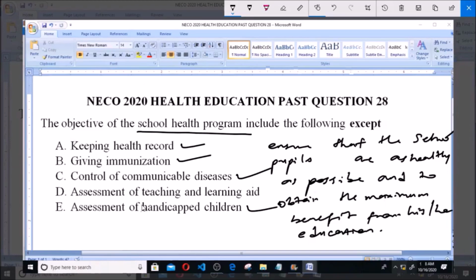But if you look at option D here, option D says assessment of teaching and learning aid. Now, this is not the objective of the school health program, because school health program is not concerned with assessment of teaching or learning aid. It is just concerned with the health status and health promotions.